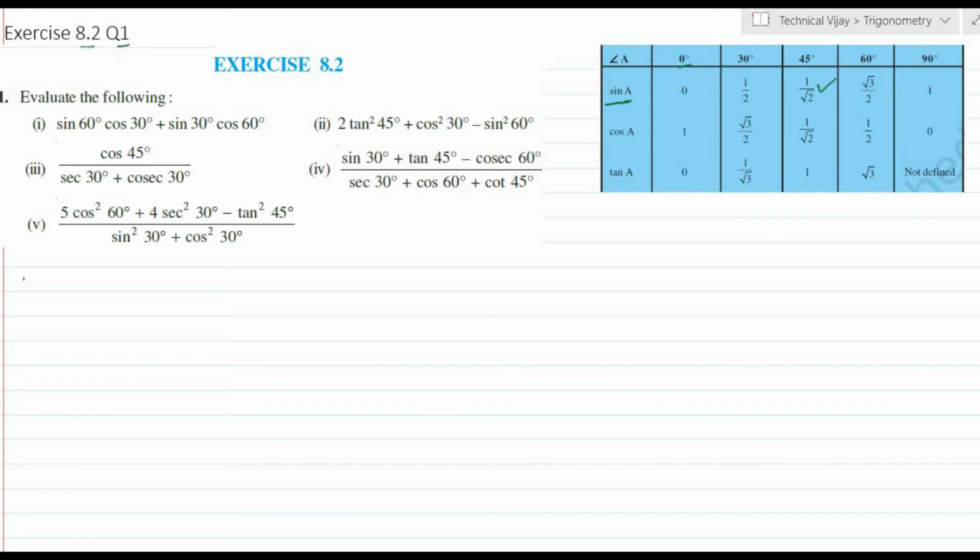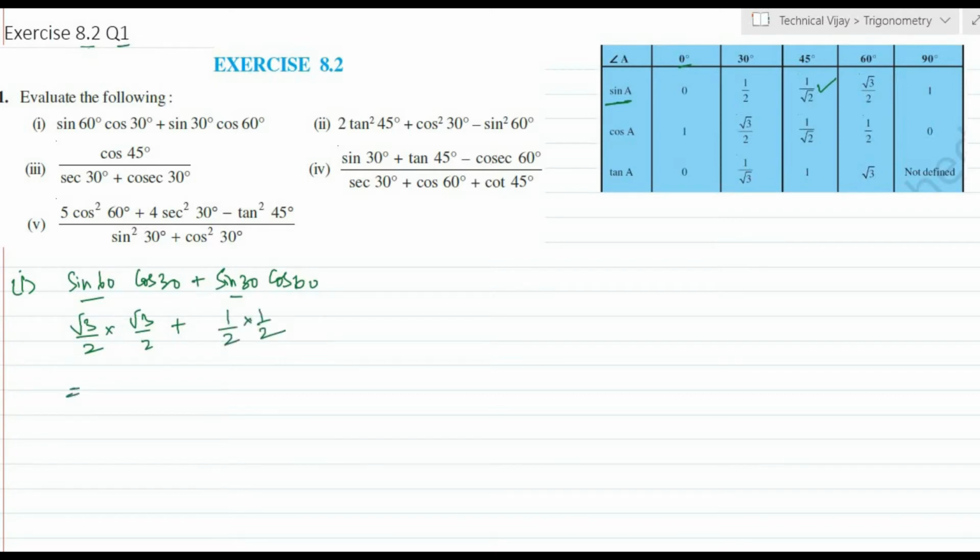So first we will take the first question, that is sin 60 cos 30 plus sin 30 cos 60. So we will substitute the values so that we will get the result. Sin 60 means root 3 by 2, and into cos 30, that is also root 3 by 2. So plus sin 30, that is 1 by 2, and cos 60 is also 1 by 2.